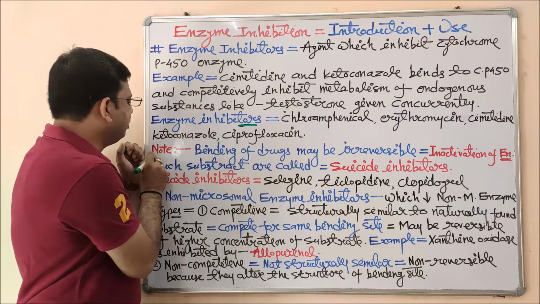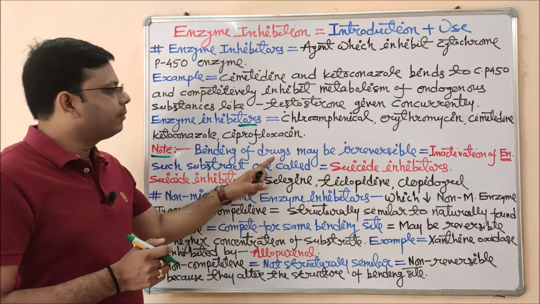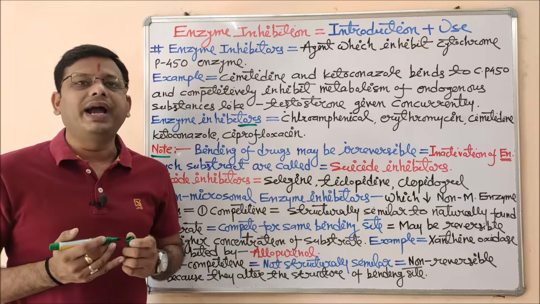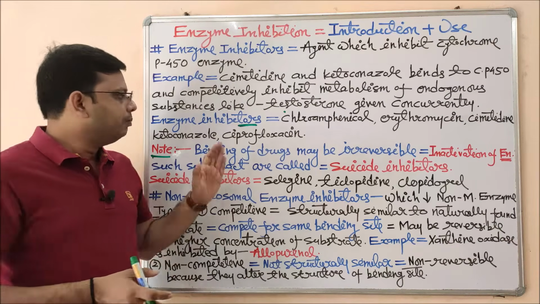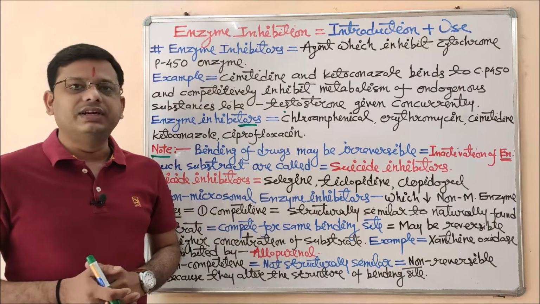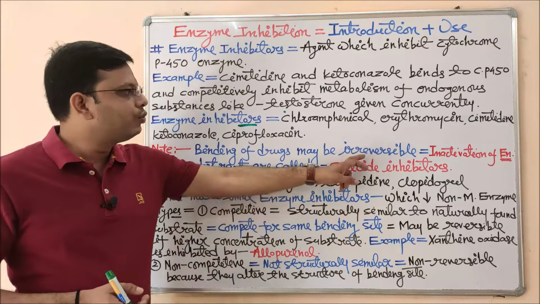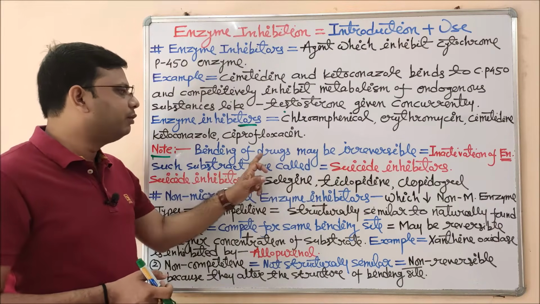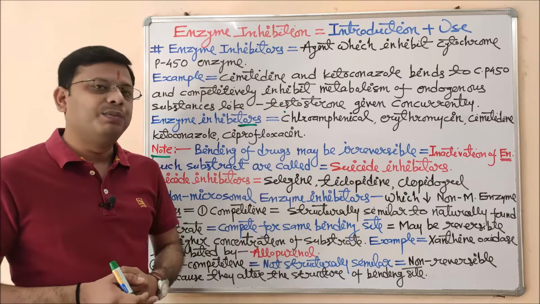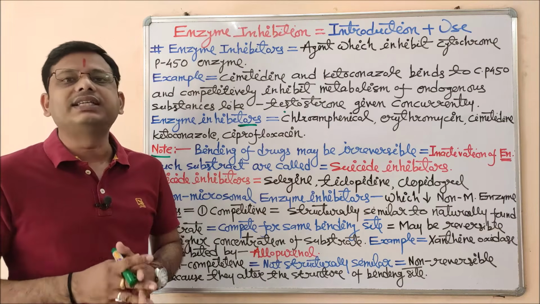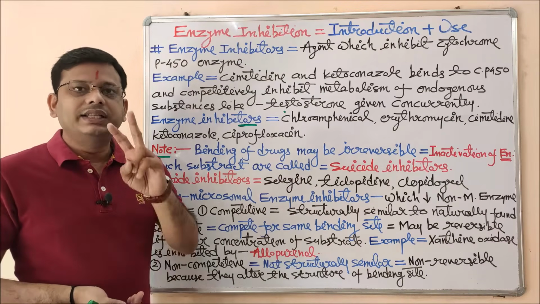Coming to the next, that is an important note. See, the binding of a drug may be irreversible. This is a binding process. We have discussed the competitive inhibitor and non-competitive inhibitor. So the binding of the drug may be irreversible, that means it cannot be recovered again. That is called irreversible. If the binding process of the drug is irreversible, that may inactivate the enzyme, and if the enzyme is inactivated, how can any metabolism process take place?